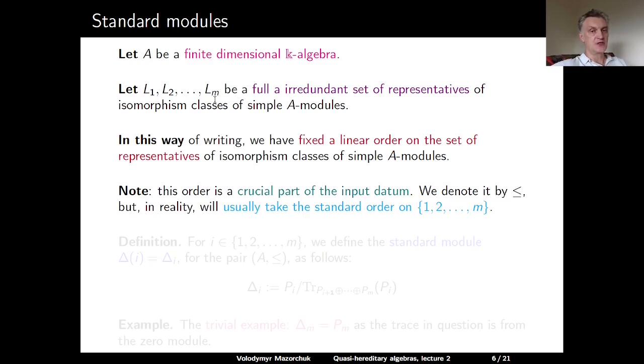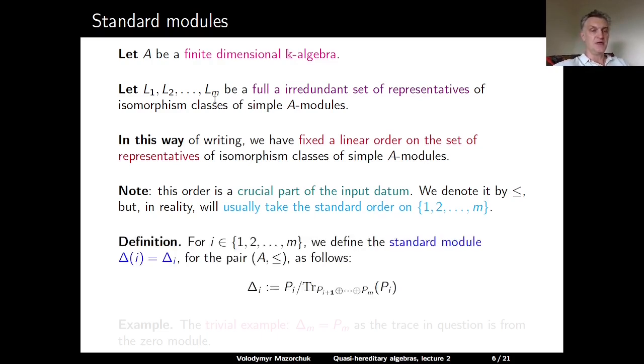We have fixed the linear order on the set of isomorphism classes of simple A modules, and this order is the crucial part in our input datum. So we denote this order by less than or equal to. In reality, we will usually take the standard order on the set of indices of our simple modules, just for simplicity. So now the definition of a standard module. Given an algebra A and our fixed linear order on the set of isomorphism classes of simple A modules, for each i from 1 to m, so these are the indices of our simple modules, we define the corresponding standard module delta i as follows.